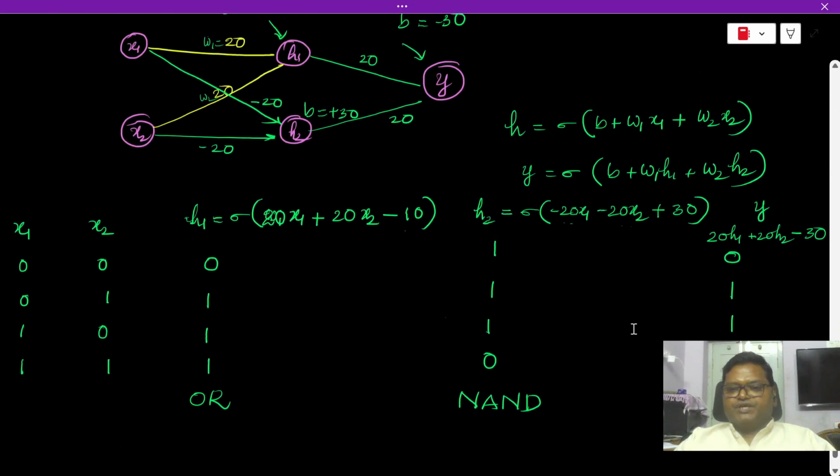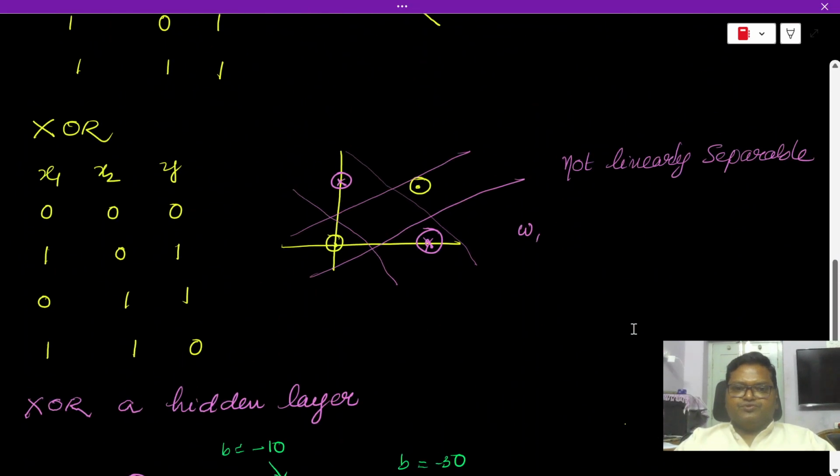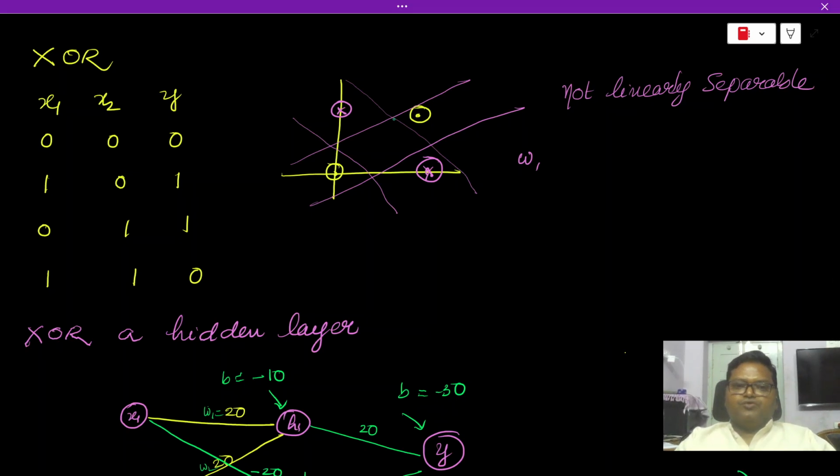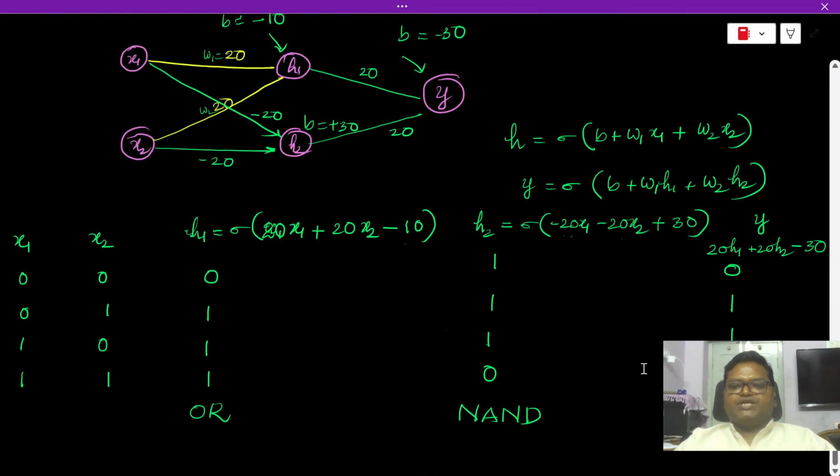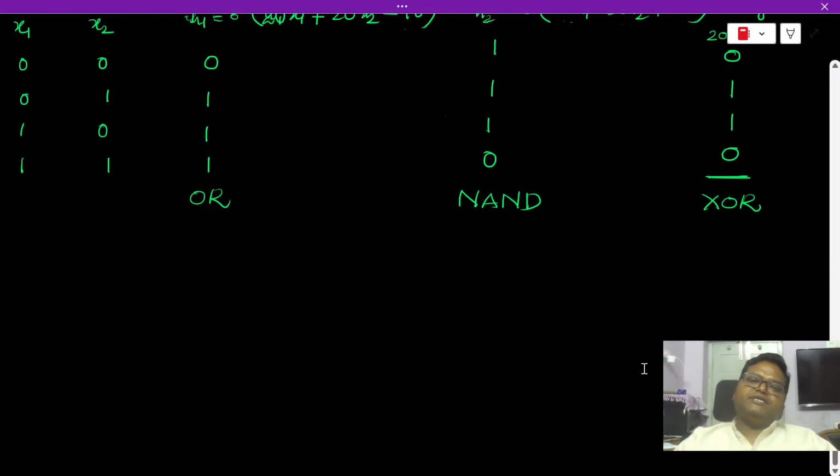Now what we are doing in this is, we are having two hyperplanes. This is one hyperplane, this is another hyperplane. So this is how the XOR problem can be solved by deep learning.